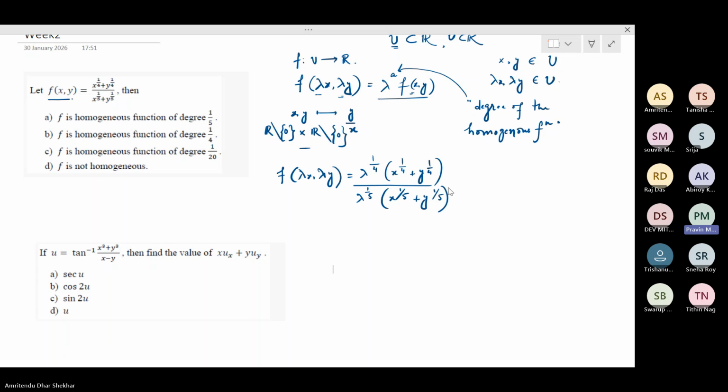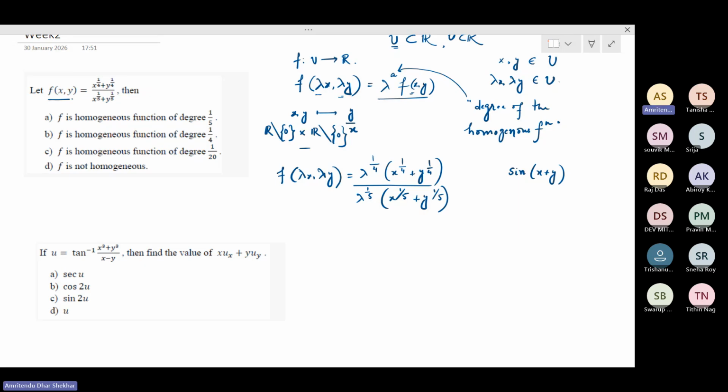Earlier you explained that this belongs to a rational number, and the way we can recognize it is f of lambda x comma lambda y equals lambda raised to a, where a is the homogeneous degree. Yes, so not every function is a homogeneous function. Let's say for example you have sine of x plus y. If you substitute lambda x plus lambda y, this is not a homogeneous function.